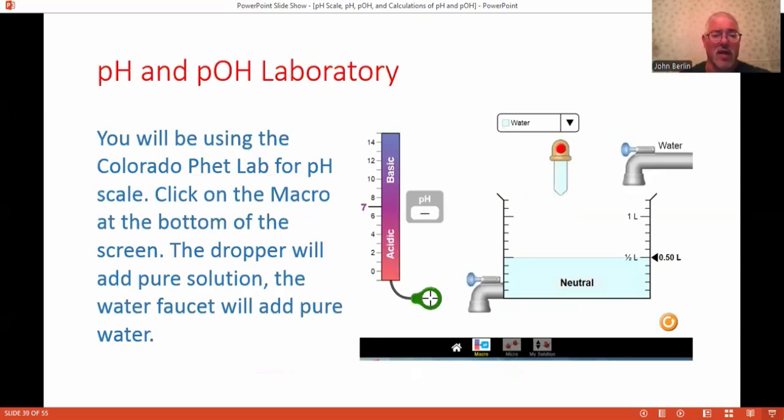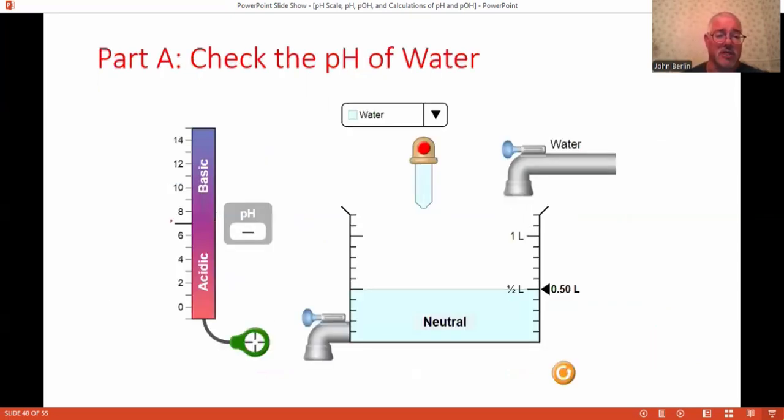And our laboratory today. So real quick, going over this laboratory, we're going to be using the PhET lab. It's going to be doing the pH, and we're going to be calculating the concentration, and calculating the pH based upon the concentration. So part A on your lab paperwork today, you're going to be taking the pH of several different solutions. In this case here, it's water. You're going to go to the macro, and that's going to be the first one you use.